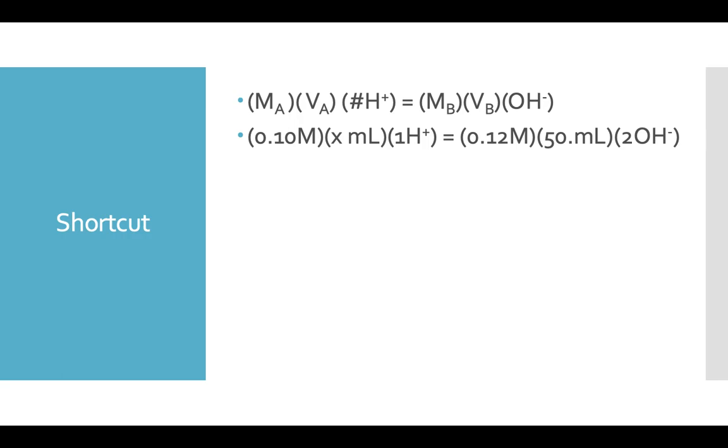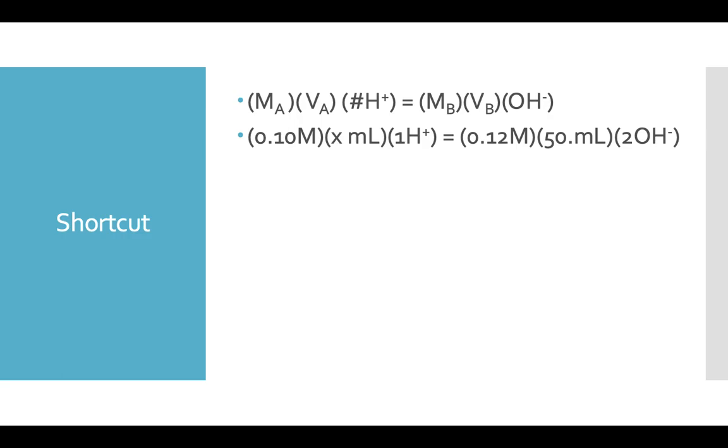So the molarity of the acid was given to us as 0.10. The volume was unknown, so I left that as x. The number of hydrogen ions in hydrochloric acid is 1. There's a single H in HCl. The molarity of the base was 0.12. The volume of the base provided to us was 50 milliliters. And in the formula magnesium hydroxide, there are 2 hydroxide ions because of that subscript on Mg(OH)2.